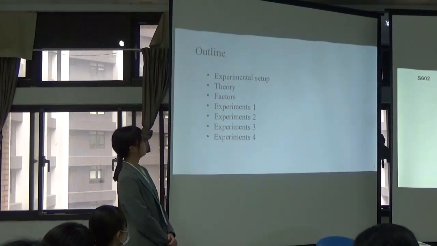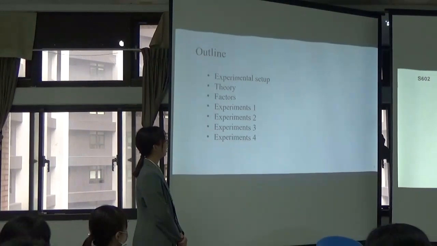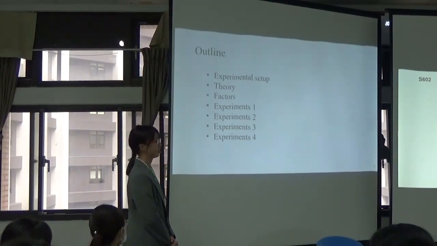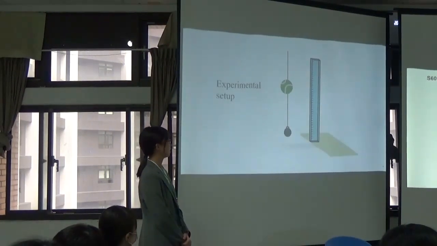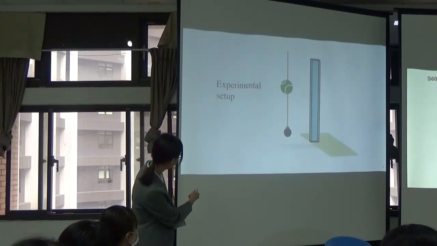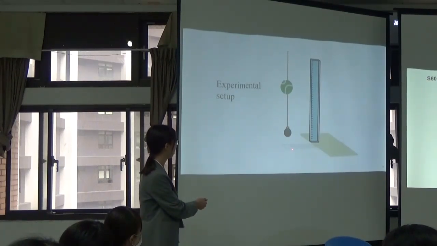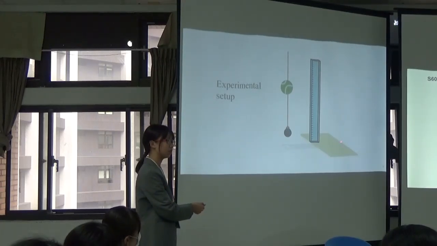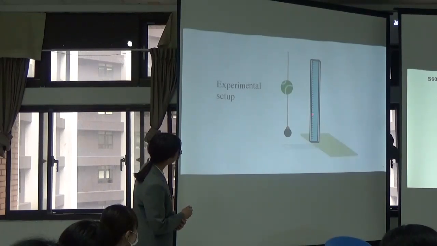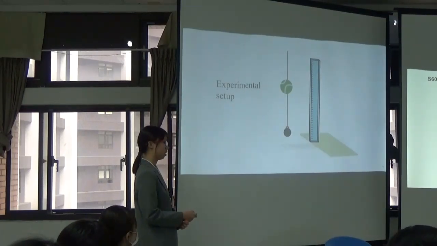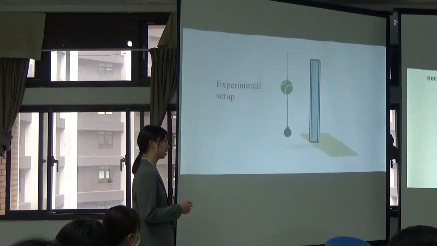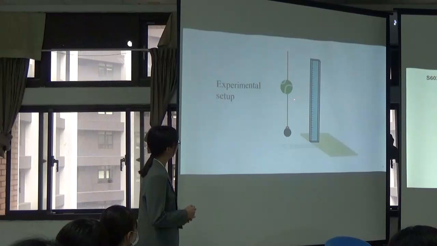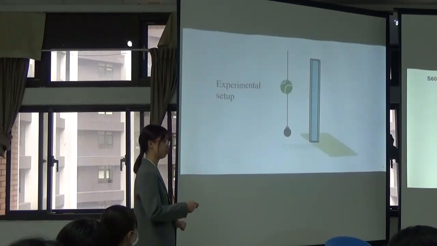So here's our outline. We're going to introduce our experimental setup and then talk about our theory, then our factors, and then our experiments. So here's our experimental setup. This ruler is the ruler that we do the experiment with, and this is the paper that we cover it with. And this ruler is for us to check the height of the ball dropping. And we tie a heavy thing at the end of the string to make sure that our ball can drop at the same spot on the ruler.